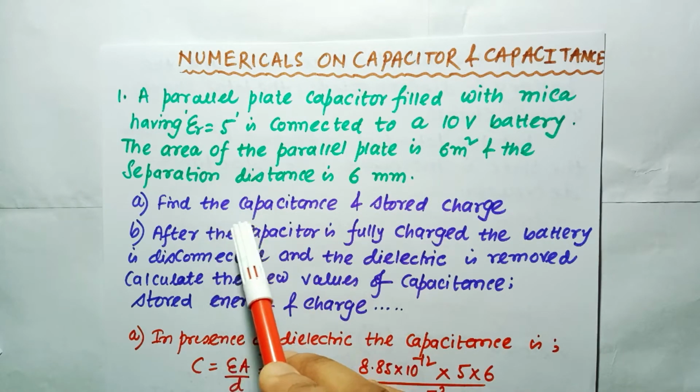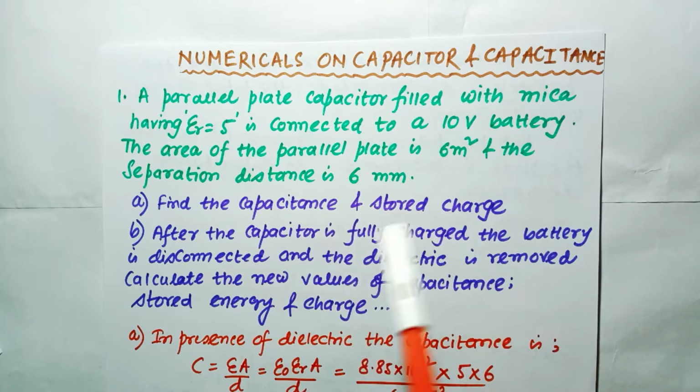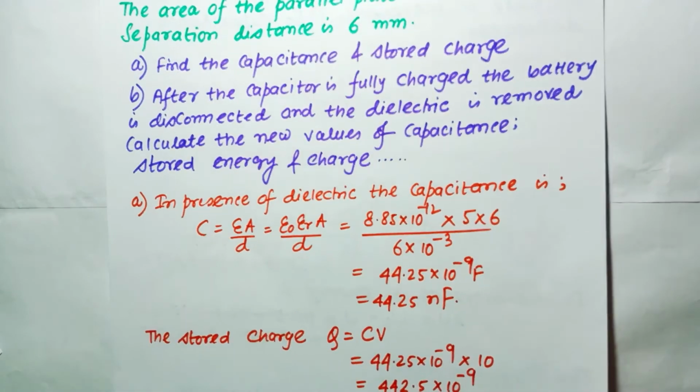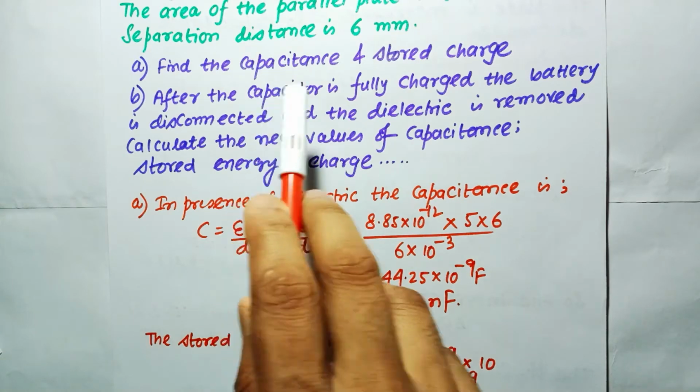So I need to find out two things. One is to find the capacitance and the stored charge, and the second one is, after the capacitor is fully charged, the battery is disconnected and the dielectric is removed. Calculate the new values of the capacitance, the stored energy and the charge. So for the first question, find the capacitance and the stored charge.